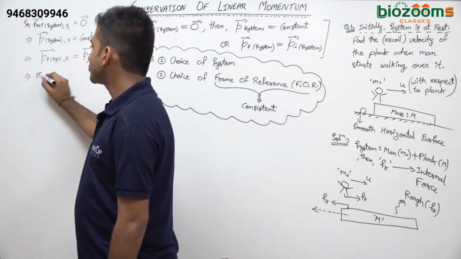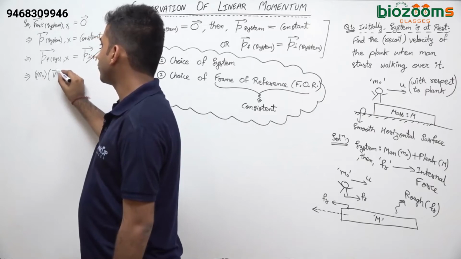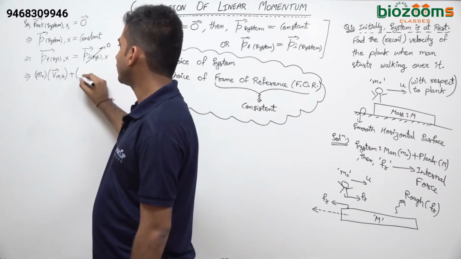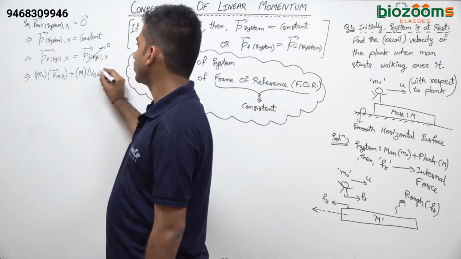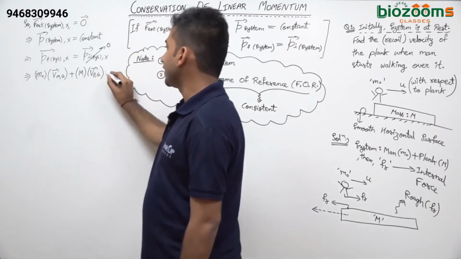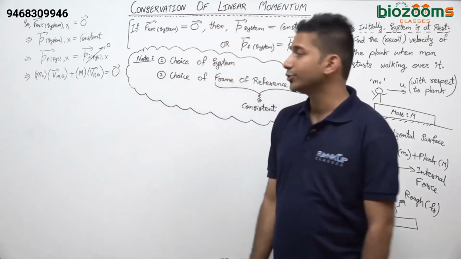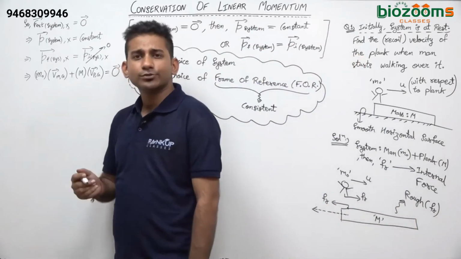So what will be the momentum statement? Can we say mass of man, that is m naught, into velocity of man with respect to ground plus mass of plank, capital M, into velocity of plank with respect to ground. These are the final velocities, and that is equal to initial momentum, that is nothing but equal to 0. Fine. Do we know the velocity of man with respect to ground?